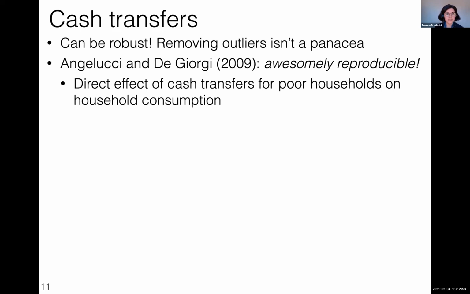So one is looking at the direct effect of cash transfers for poor households on household consumption. The idea is, let's give these poor households cash, and then the question is, does that help them? That's always hard to measure, but one way to measure it is household consumption.